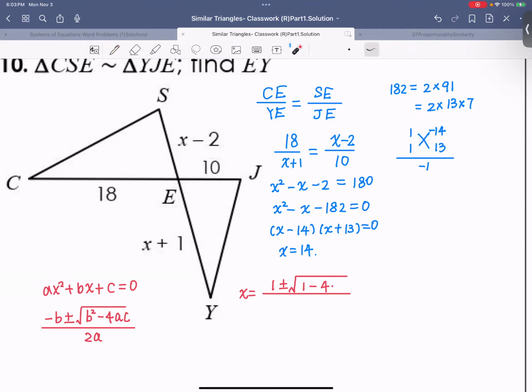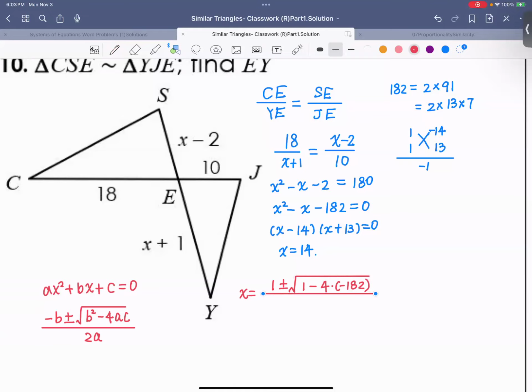No, that one. Here. A, B, C is here. Okay, C here. I was looking at the wrong one. Minus 182. Negative 182. Makes sense?